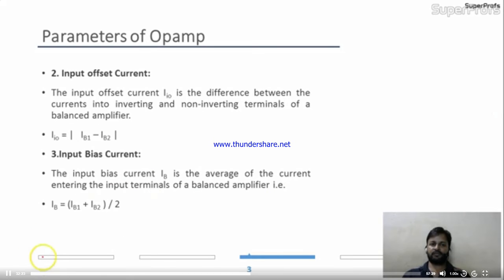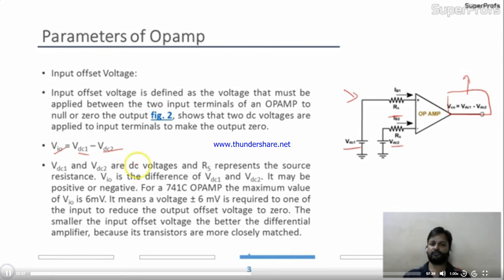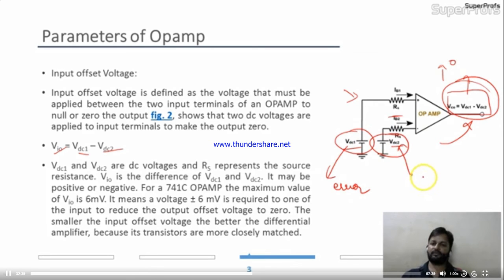So let's come to the point, input offset current. Input offset voltage is clear to you. These are the input offset voltages, which means we have to nullify them. The output of these two should be 0, or at this stage you can take it as error. At terminal 2 also it is error, and because of this beauty of the operational amplifier we need to make the effect of this 2 be 0. Okay.